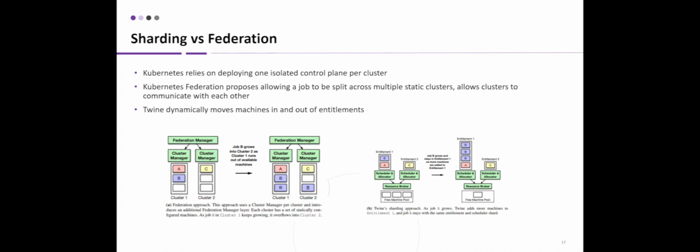You don't have host profiles to adjust, but they have been starting to do it. And so Twine dynamically moves machines in and out of entitlements. So here you see how federation works. Every time, let's say task B starts getting more, as you see here, task B, if you see that it's getting more computing power, that it needs more to run and finish the job, then it essentially needs to run on another cluster. So it moves over, and that's a good feature.